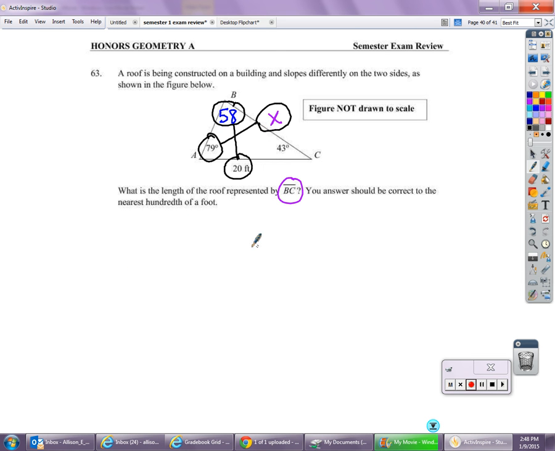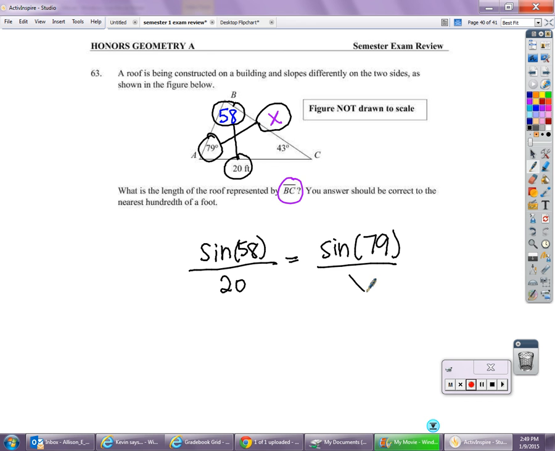So I'm going to do the law of sines. It's not a right triangle. You do sine of an angle. So one of my angles is 58 over its partner 20 equals sine of another angle. I have 79 as an angle over its partner x. And then I'm going to cross multiply. So I'm going to multiply 20 with the sine of 79. 20 times the sine of 79 equals 19.63. And then I'm going to divide by this one, the leftover. So divide by sine of 58, and I get x to be 23.15.